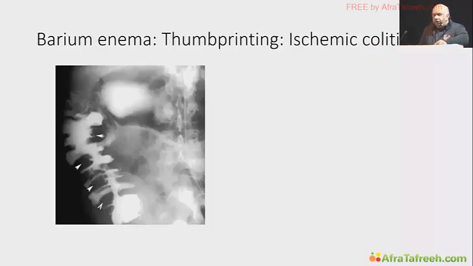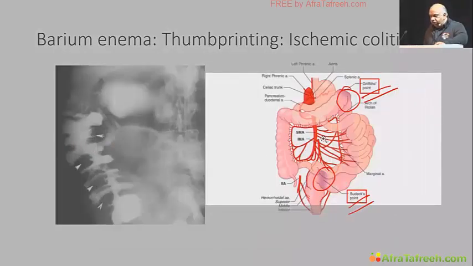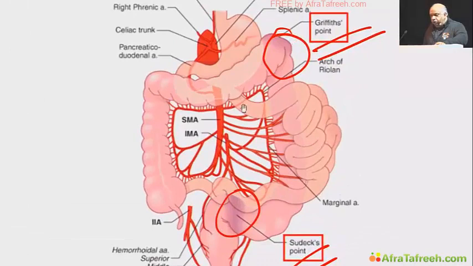Now, thumb printing is a sign of ischemic colitis. And in ischemic colitis, you have to remember 2 points. What is the most common site for colonic ischemia? The most common site is the splenic flexure, called Griffith point, followed by the rectosigmoid junction, called Sudeck point. These are the 2 most common sites of ischemic colitis. Where is the Griffith point? This is most common, at the splenic flexure, and this is a watershed area. And this is Sudeck point, the second most common site of ischemic colitis.